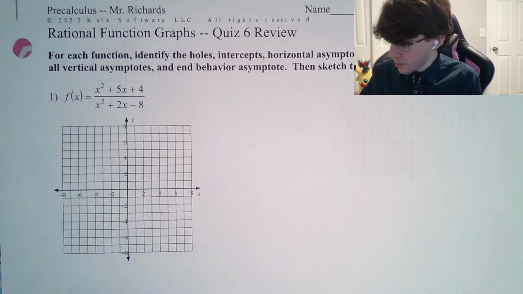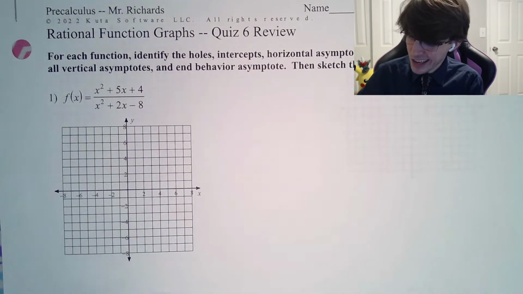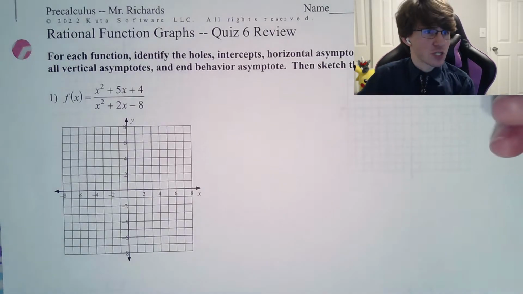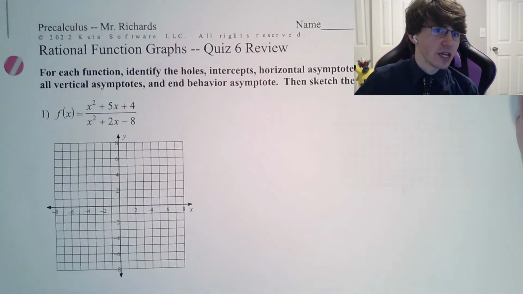Alrighty, guys, what's up? We're doing these rational function graphs, aka graphing rational functions. Quiz 6 review. Let's hop right into it.